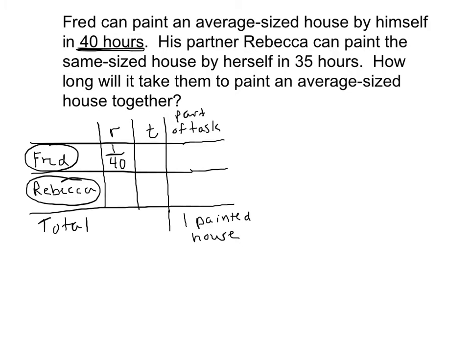Now we take a look at Rebecca. Now Rebecca can paint the house in 35 hours. That's again if she painted the whole house by herself. She's a little faster than Fred and can do it in 35 hours. So her rate of work is again 1 over 35, or she can do 1/35th of the house in an hour. Now, the question that's being asked here is how long will it take them to paint the house together?